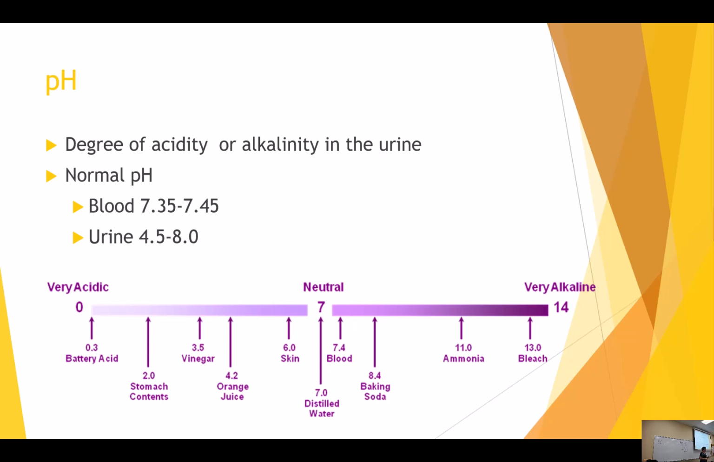On the bottom here, we've got a scale. It shows neutral is 7. Distilled water has a neutral acidity of 7. We got everything from very acidic, battery acid to stomach contents, down to very alkaline, ammonia and bleach.